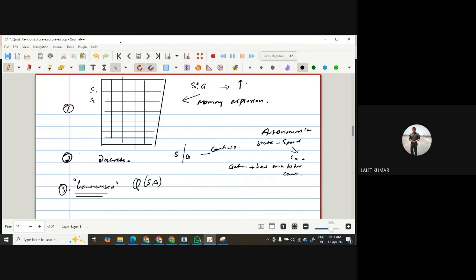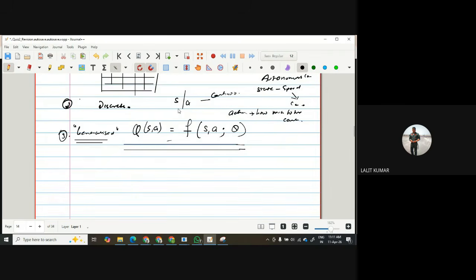Number three, this cannot be generalized, which is the most important consideration. So instead of having Q(S,A), why don't we make this Q(S,A) some function of S,A parameterized by value theta? This is the most important thing of week 7. This value which is there, Q(S,A), we make it a function. This function can be a linear approximator, where we have got S,A and then you multiply by some W's.